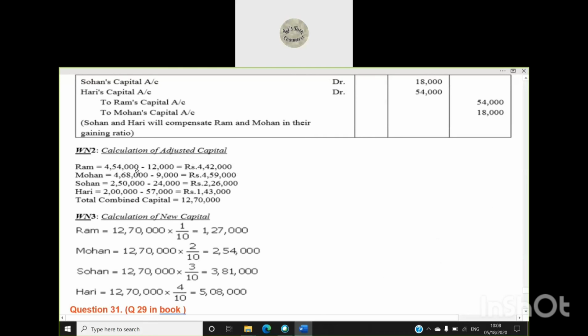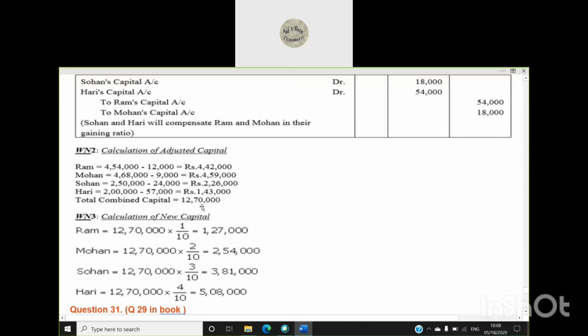Ram, 4,54,000 credit side minus debit side 12,000. So it is coming to 4,42,000. Mohan's total of credit side minus debit side. So this way we have calculated the balances in the partners' capital accounts. We will total them and we will get the total combined capital of the firm.